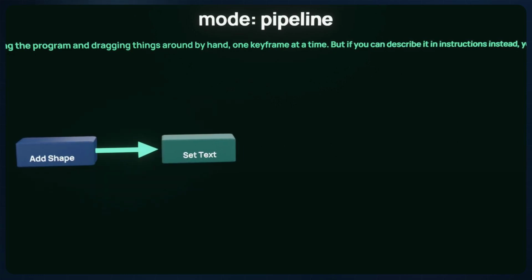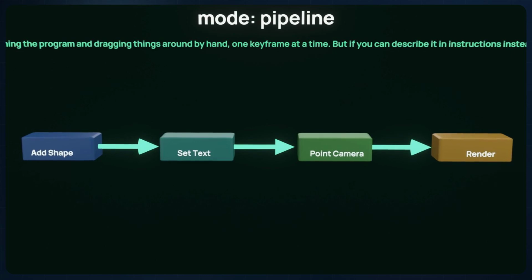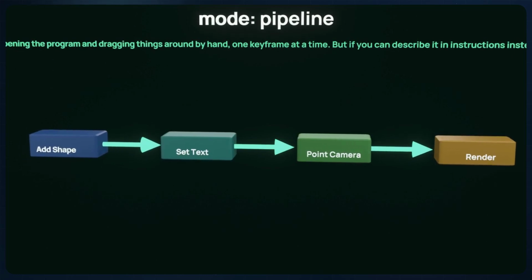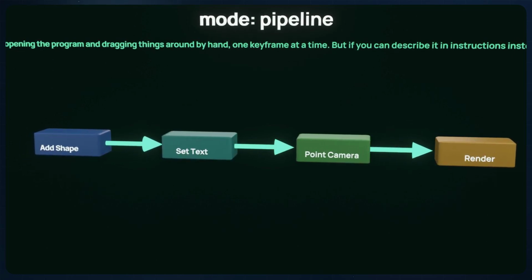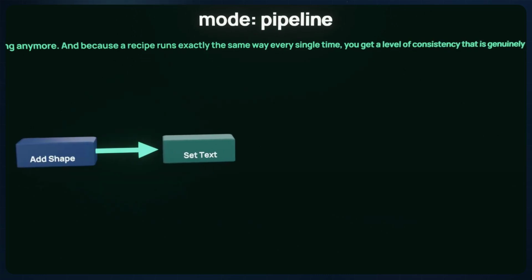Normally, every animation means opening the program and dragging things around by hand, one keyframe at a time. But if you can describe it in instructions instead, you write the recipe once, and from then on, the computer does the clicking. You are not hand placing anything anymore.